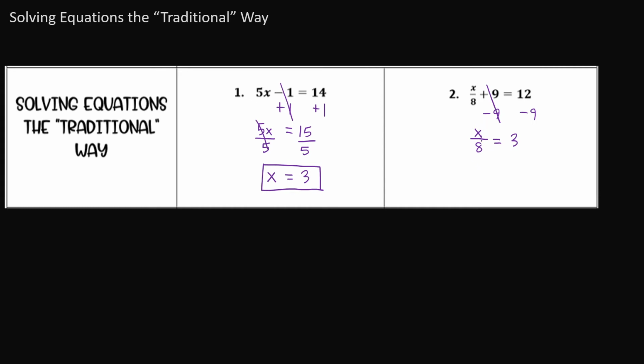Now, x in this equation is being divided by 8. The opposite operation of division is multiplication. So we're going to multiply both sides of the equation by 8. These 8's reduce. 8 divided by 8 is 1. We're left with 1x. And x is equal to 3 times 8, which is 24. To check our answer, we could easily plug in these values of x back into the equation, and as long as the left side equals the right side, we know that our answer is correct.